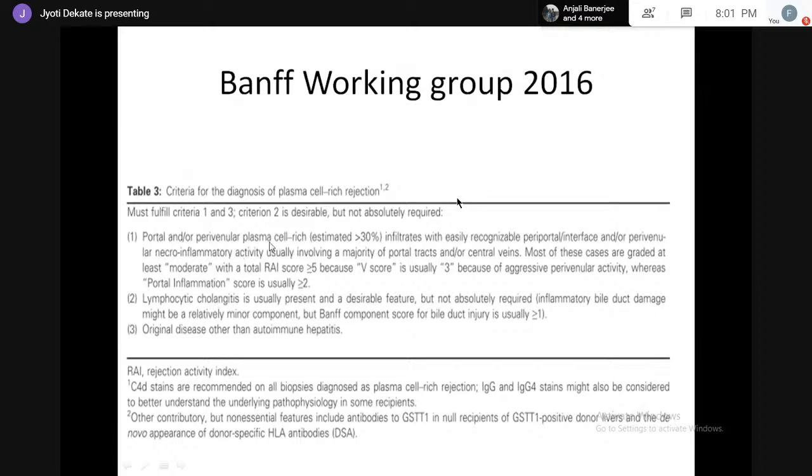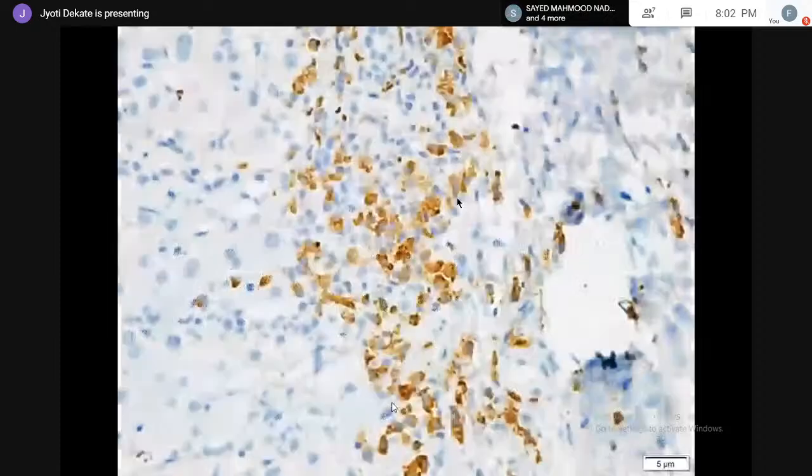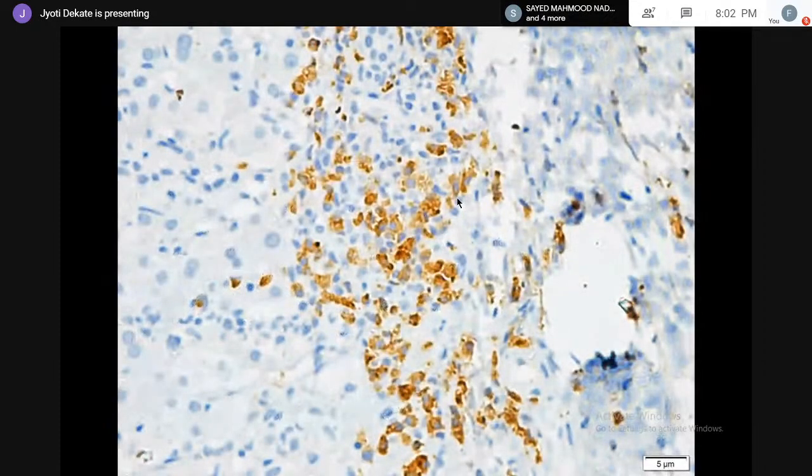Also, the Banff Working Group has recommended and advocated the role of C4d stains and IgG4 stains in these cases. So going by these criteria, I did IgG4 immunostaining, and this is the IgG4 immunostain. Here we can see that this was a focus of interface activity, which was mediated by many plasma cells, and many of these plasma cells, definitely more than 25 per high power field, are positive for IgG4.